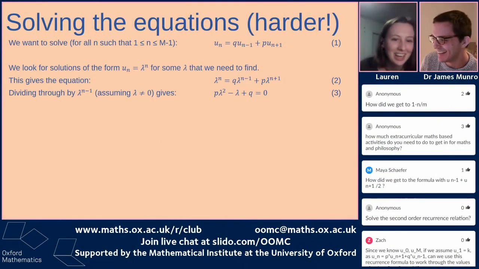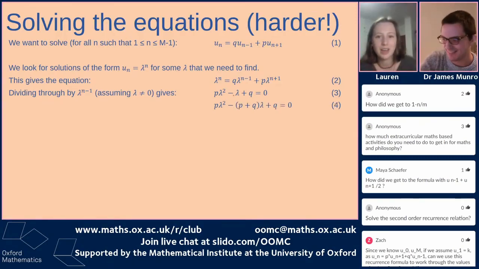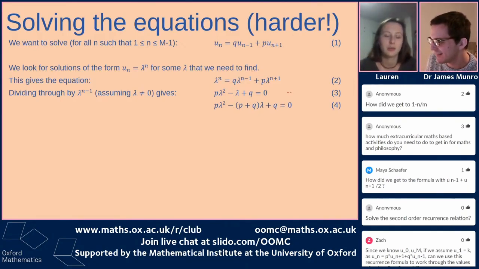So we've got a trick here. We said p plus q equals 1. So I'm going to replace this 1 in front of the lambda, that coefficient, by p plus q. And the reason I do that is we can then factorise our quadratic. So it saves us a bit of algebra.